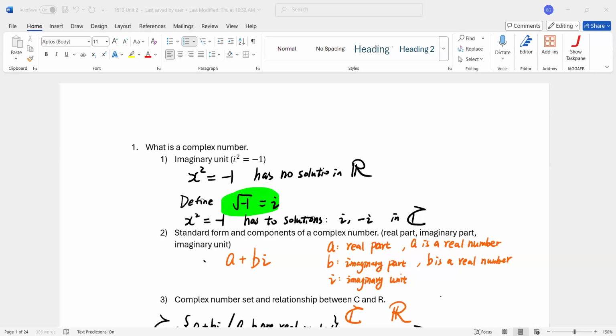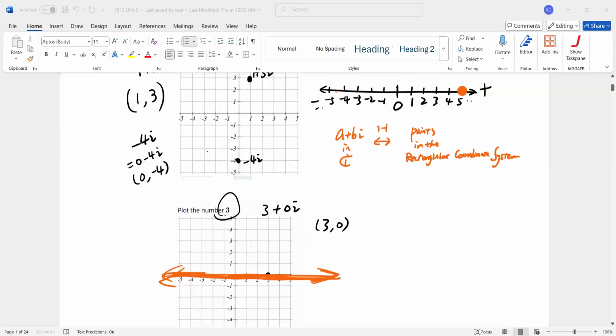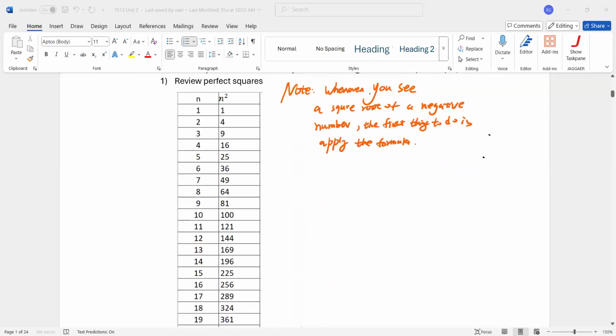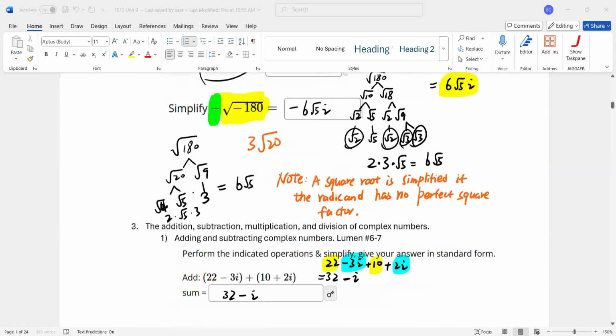Unit 2. Do you guys see it? Yes. Okay, very good. Thank you.